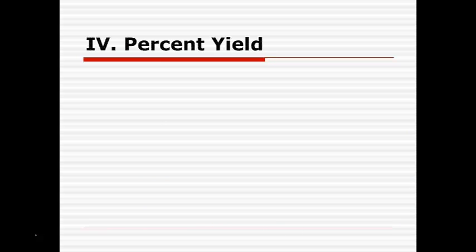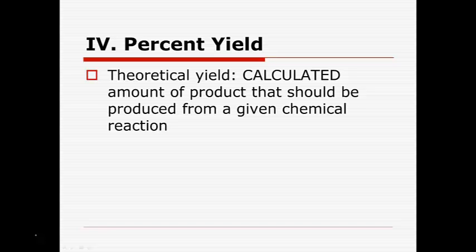Okay, now, last thing we look at, percent yield. When you run a reaction, you can use stoichiometry and figure out how much you're supposed to get. So this is what's called the theoretical yield. This is basically from stoichiometry. Every time you do a problem, you are calculating a theoretical yield.